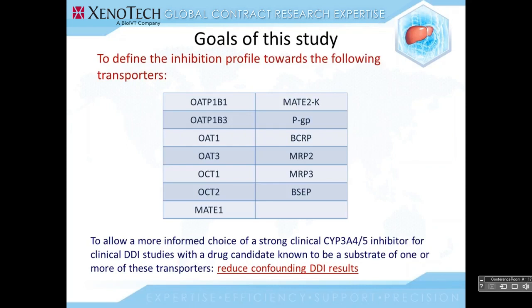And the overall goal was to allow for a more informed choice of a strong clinical CYP3A inhibitor in clinical drug-drug interaction studies if you have a drug candidate that you know to be a substrate of one or more of these drug transporters. Because so many things are happening in vivo, typically you can have metabolism by CYP3A as well as drug transport that can affect the clearance of a drug. So what we're trying to do is reduce confounding DDI results.